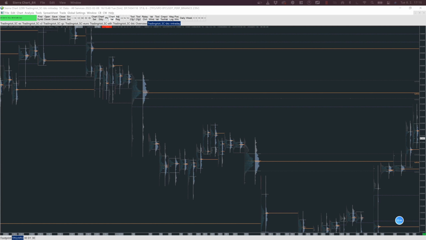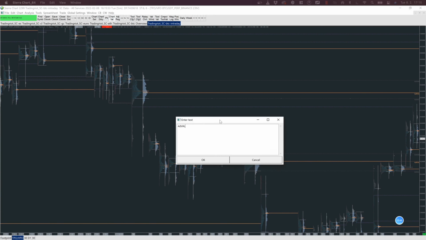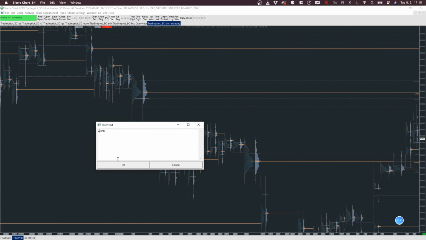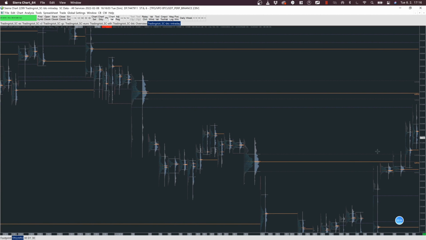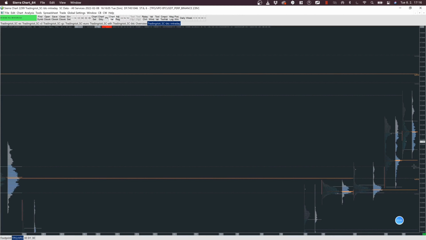I cannot move it for some weird reason. Okay, it's here, so you will just change the text, but I'm not going to do that. You get the point, it's a 3-day value area. So this is basically set for marking key levels on a daily time frame and a profile.